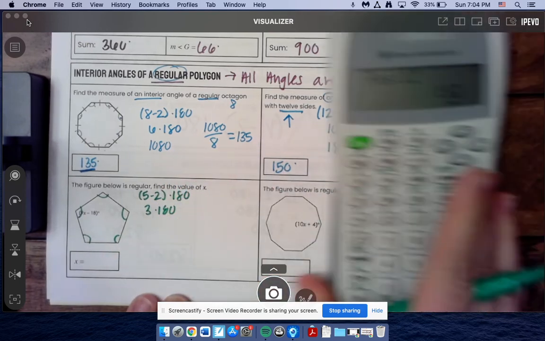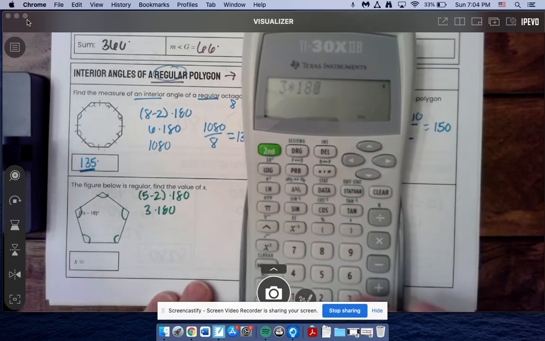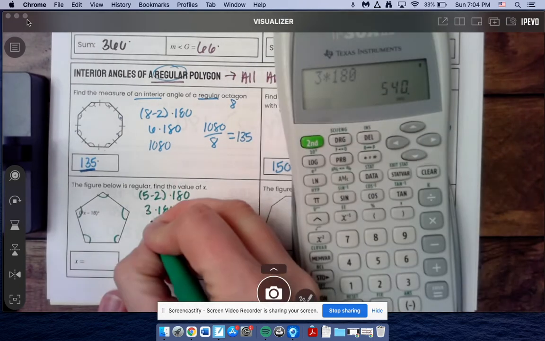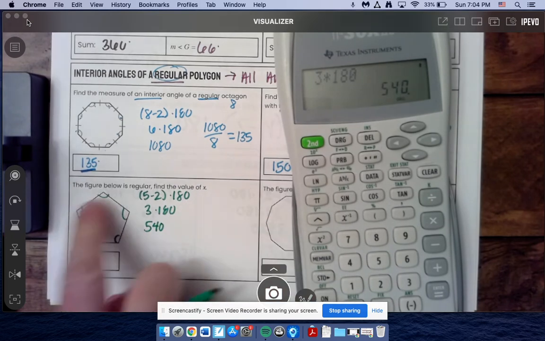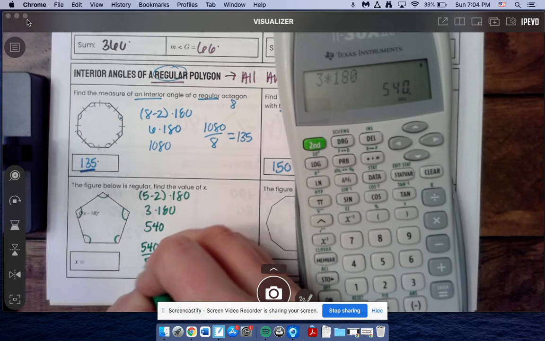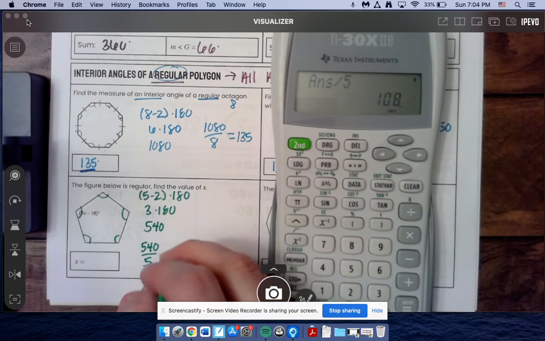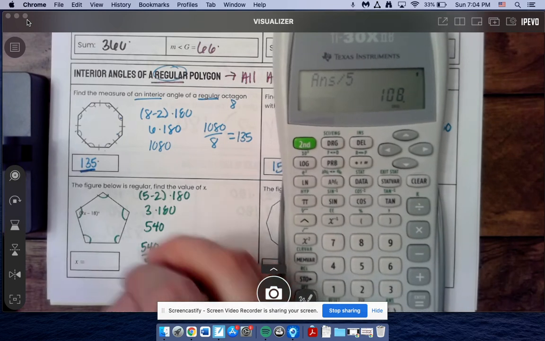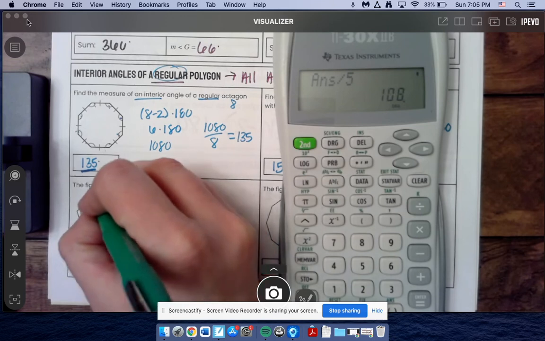So again, plug into our formula we've been using all lesson. So 3 times 180 is 540. And now we got to figure out, what would just one of these measure? So again, take that 540 and divide it by 5, because we have to split it equally between all 5 of those angles, and it's 108. So all of these angles in here are 108 degrees.